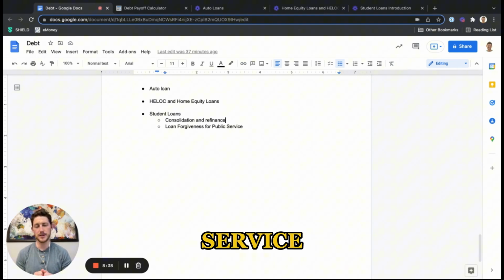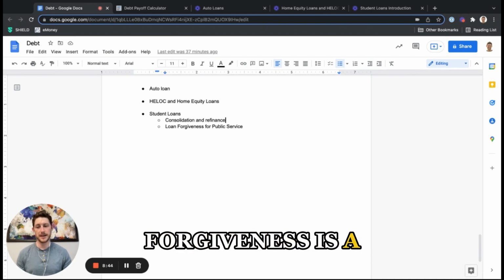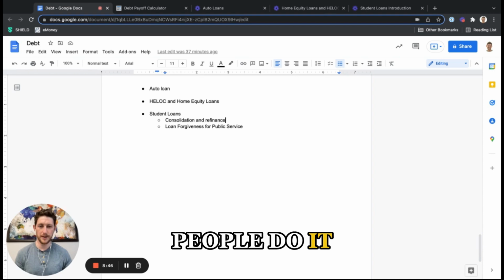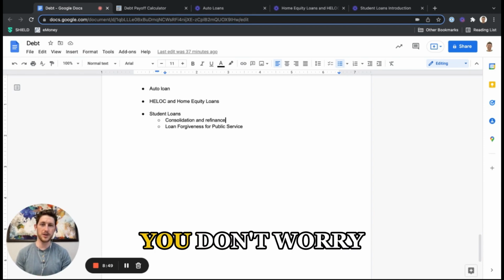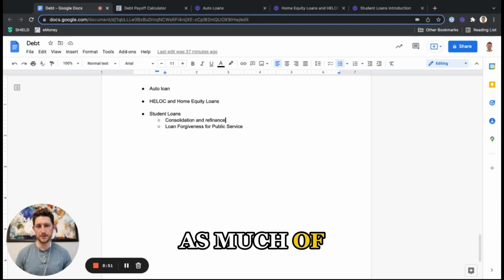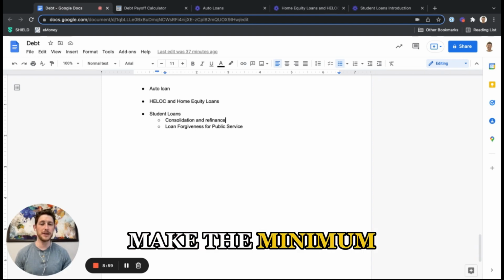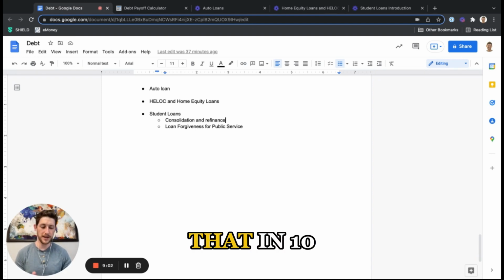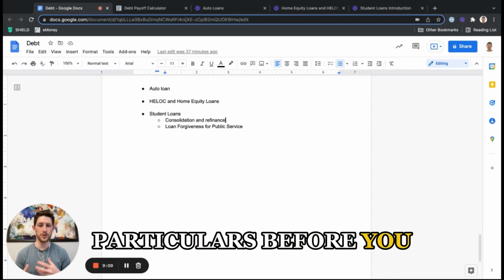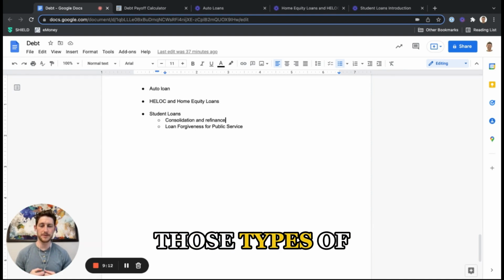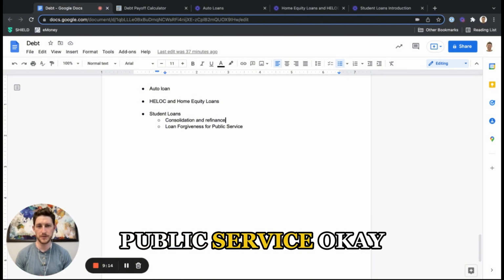So if you're in the public service, a nonprofit or something like that, 10-year loan forgiveness is a thing and it's possible, and I've seen people do it. And if that's the case, then maybe you don't worry about paying off as much of your loans. If it's going to take you 15 years to pay off your loans anyways, adding extra money, maybe you just make the minimum payments and you hope that in 10 years that's forgiven and gone. Totally viable strategy, but check the particulars before you do refinancing or consolidation of those types of loans if you're in public service.